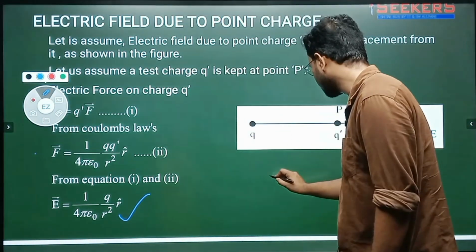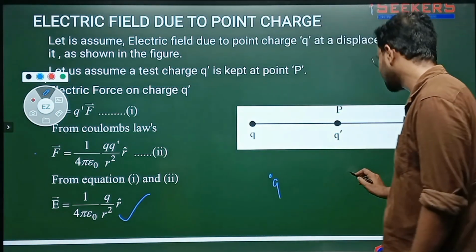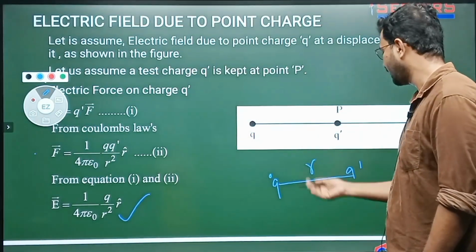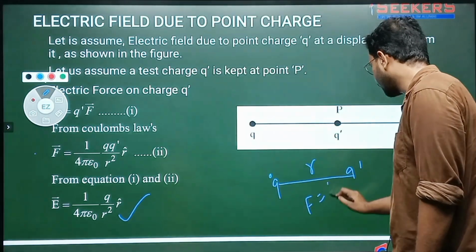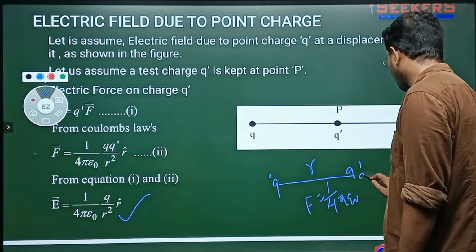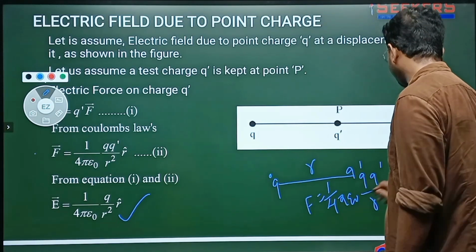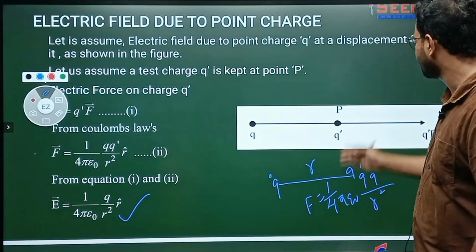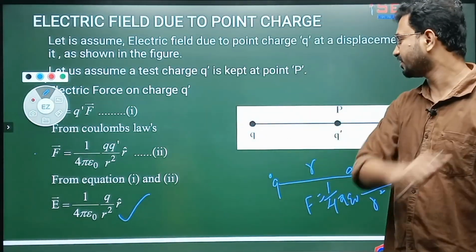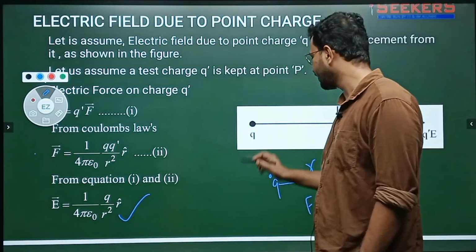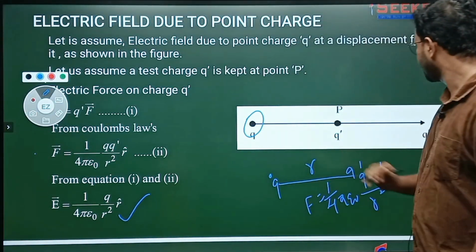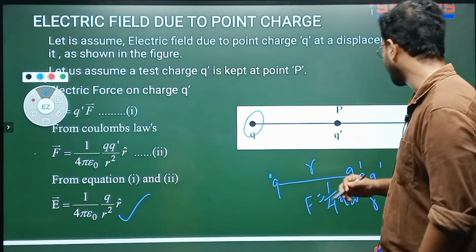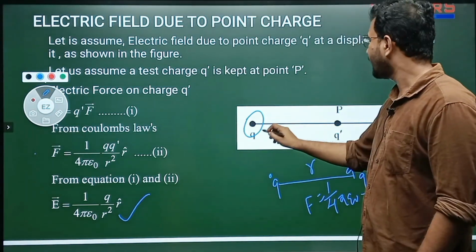If you take a point charge Q here, and you keep another charge Q dash here, and the distance between them is R, the force of attraction or repulsion, depending upon the polarity of the charge, will be 1 by 4 pi epsilon naught Q dash by R square. This is the force exerted between Q and Q dash. Q is exerting force on Q dash, or we can also say Q dash is exerting force on Q. But since we are studying the electric field due to this charge, we say Q is exerting force on Q dash. So this is the force exerted by Q on Q dash.